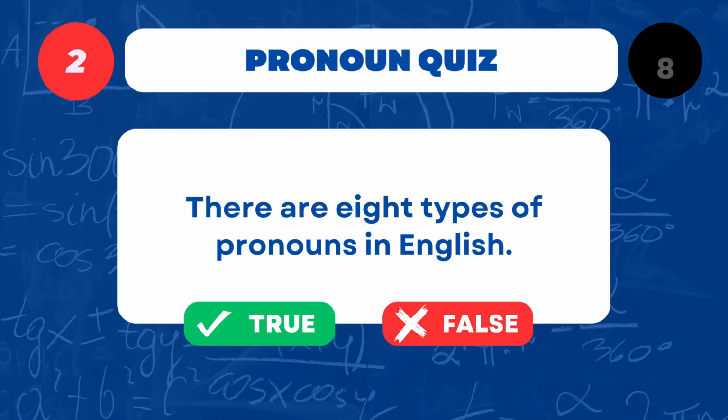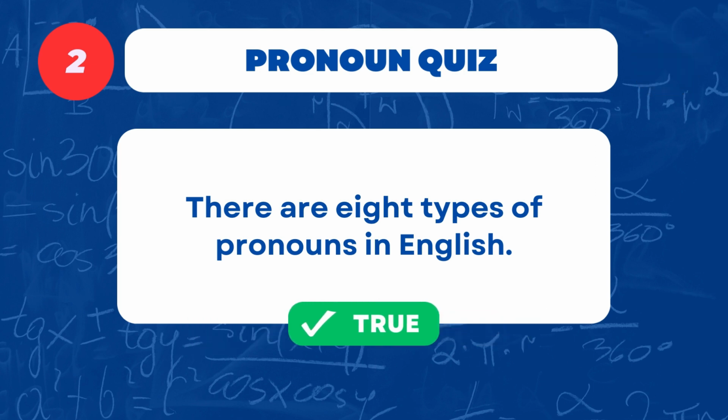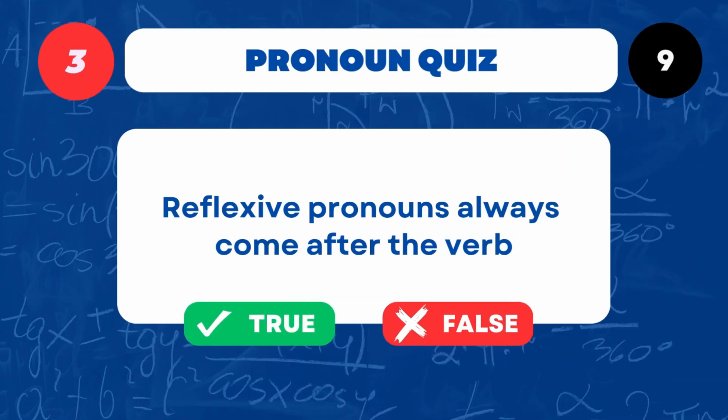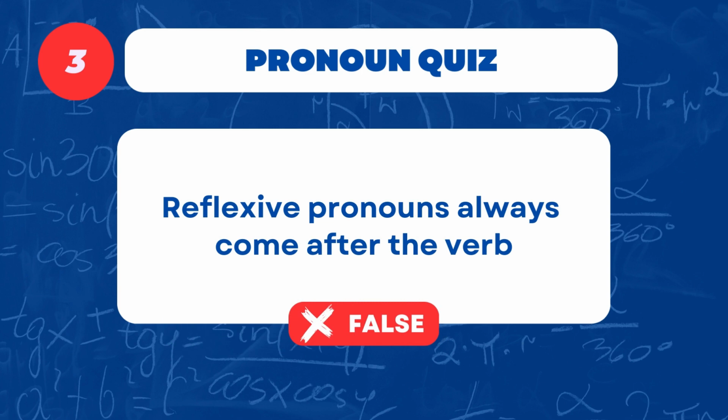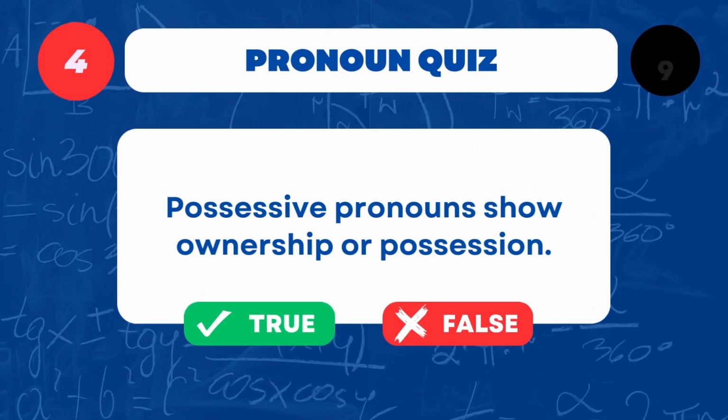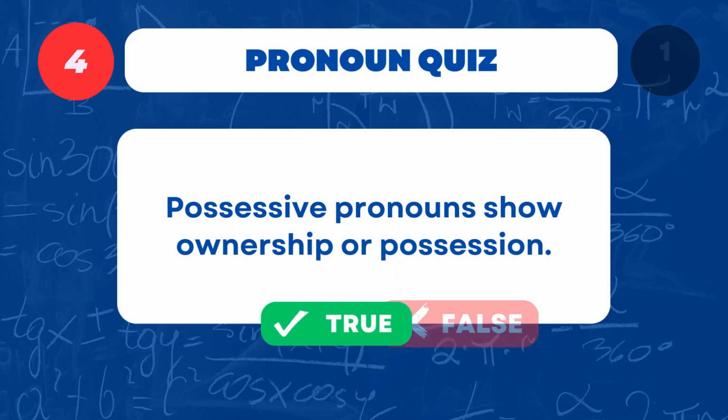There are 8 types of pronouns in English. True or false? This statement is true. Reflexive pronouns always come after the verb. False. Possessive pronouns show ownership or possession. True.